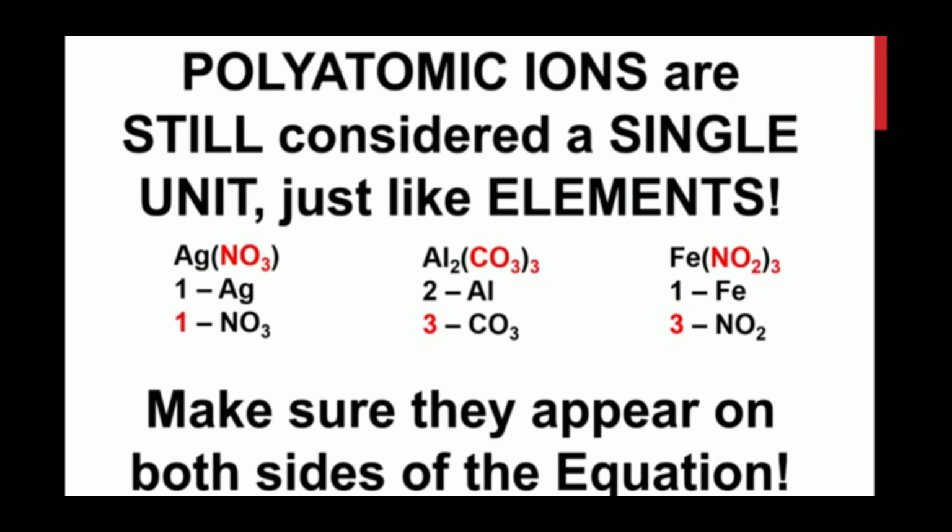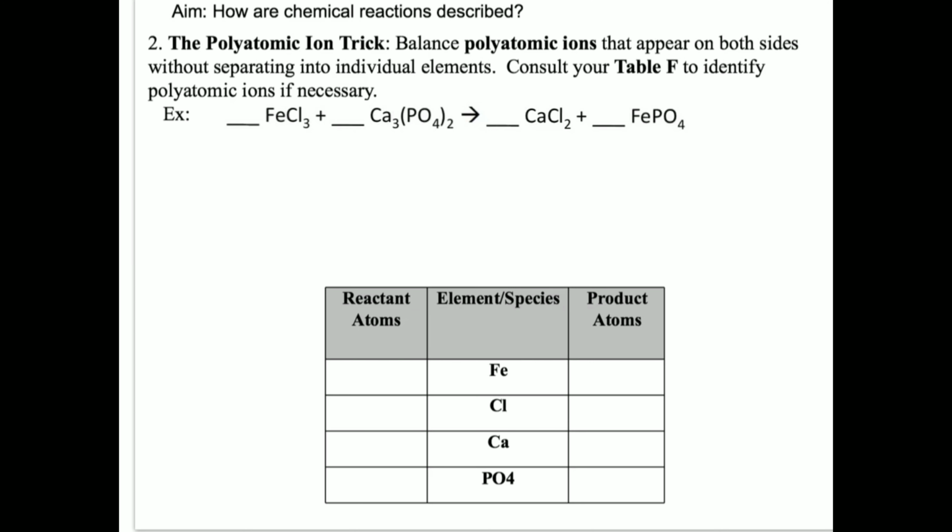So when considering a compound like silver nitrate, instead of counting the atoms individually, where there is 1 silver, 1 nitrogen, and 3 oxygens, I can simply count 1 silver and 1 nitrate. In aluminum carbonate, there are 2 aluminums and 3 carbonates, while in iron 3 nitrate, there is 1 iron and 3 nitrates. Let's see if we can show this formula in pictures.